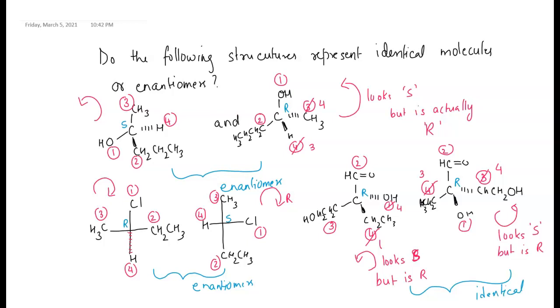So I hope this video helped you to understand how to designate the R and S configurations at chiral centers, which include both the perspective formulas and the Fisher projections. Okay. All right. We'll talk about how to change a line bond formula into a Fisher projection and how to change a Fisher projection into a line bond formula in our next video.